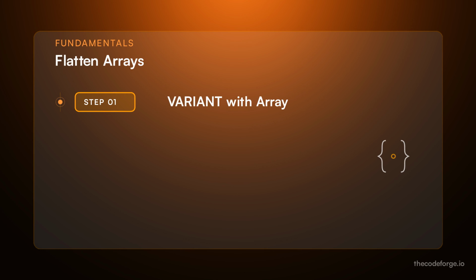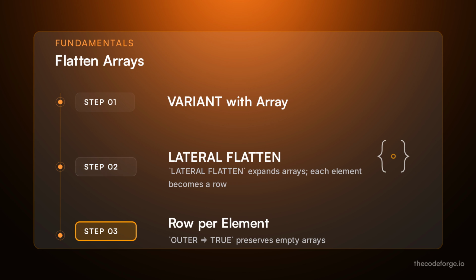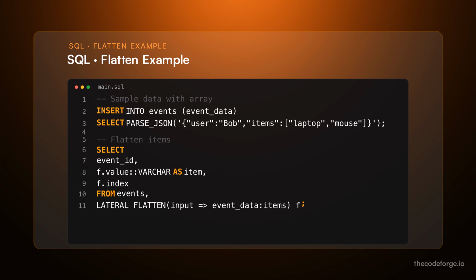When your data contains arrays, use LATERAL FLATTEN to expand each array element into its own row, and with OUTER equals true, you preserve empty arrays, essential for analyzing nested data. We insert sample data using PARSE_JSON to create an items array, then flatten it. Flatten expands each array element into its own row with value and index columns.